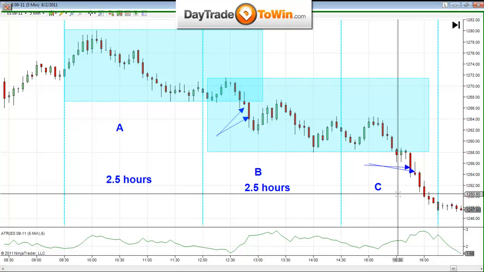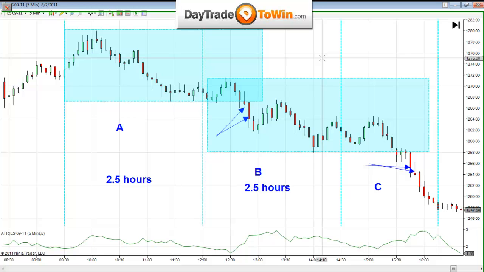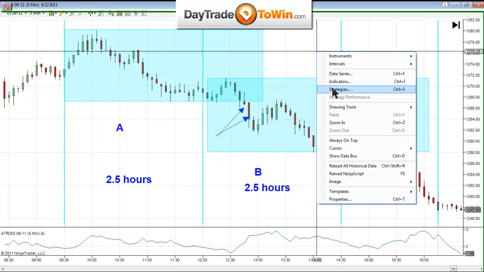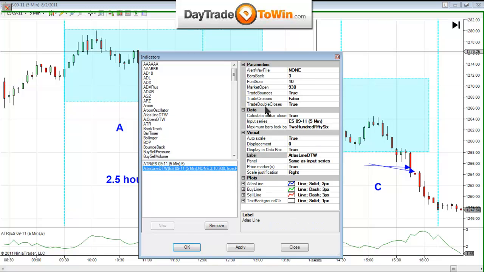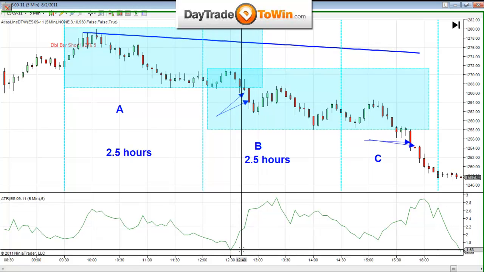No, not for the third red bar. I just want 2 consecutive closings. Take a look at what the Atlas line did on this day. Just put this to false, true. Prices are below the Atlas line, which further confirms what I'm looking at. Every single day, ABC patterns occur. My exit is going to be at first.